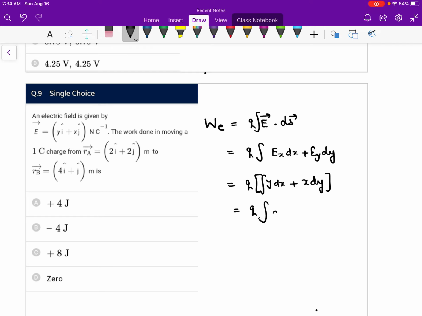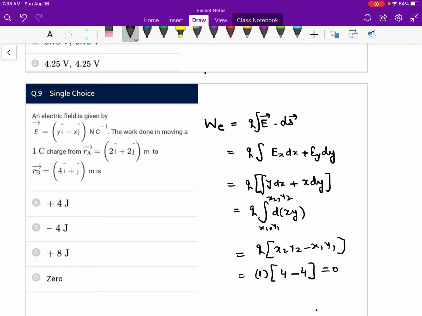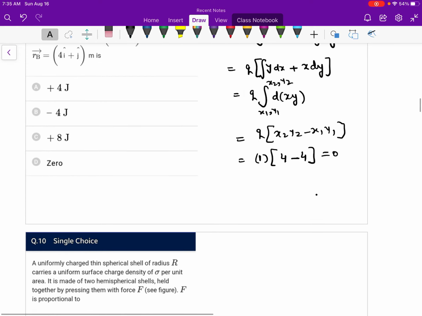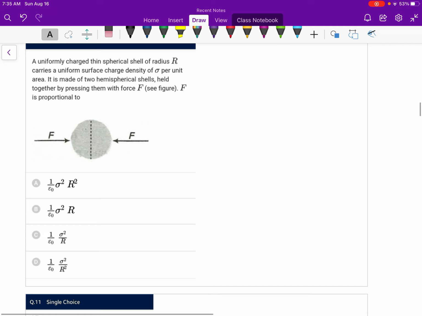This you can write as the integration of d(xy), with limits from (x1, y1) to (x2, y2). So this is Q(x2y2 − x1y1). Q is 1 coulomb, and x2y2 is 4 and x1y1 is also 4, so the work done by the electric field is 0, so the work done by the external agency is also 0. So D is the correct option.